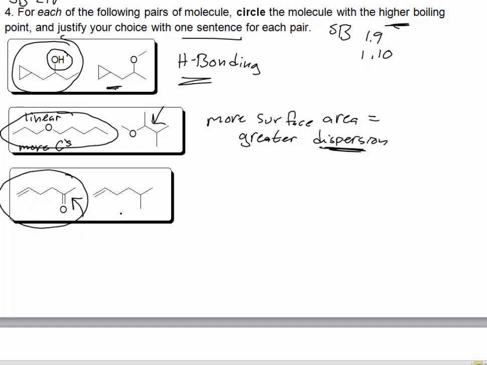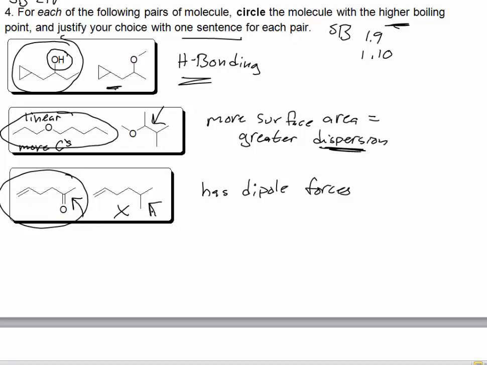For the third pair, the difference here comes from the fact that there's a dipole moment on the left one. There's no dipole moment on the right one. So it has dipole forces. That's all we need here. The left one has dipole forces. It's going to be held more strongly together with other of its fellow molecules. It will have a higher boiling point. No dipole forces in this one means it's going to have a lower boiling point.